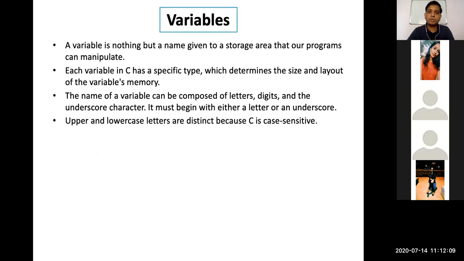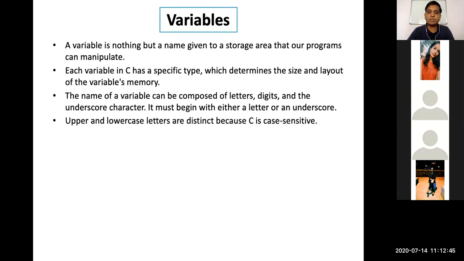If you want to store your data in computer memory, you need to allocate some storage area. To access that particular storage, you need to give a name to it. The variable name is nothing but the name given to that storage area, using which we can access and modify that variable. Every C variable has a specific type.